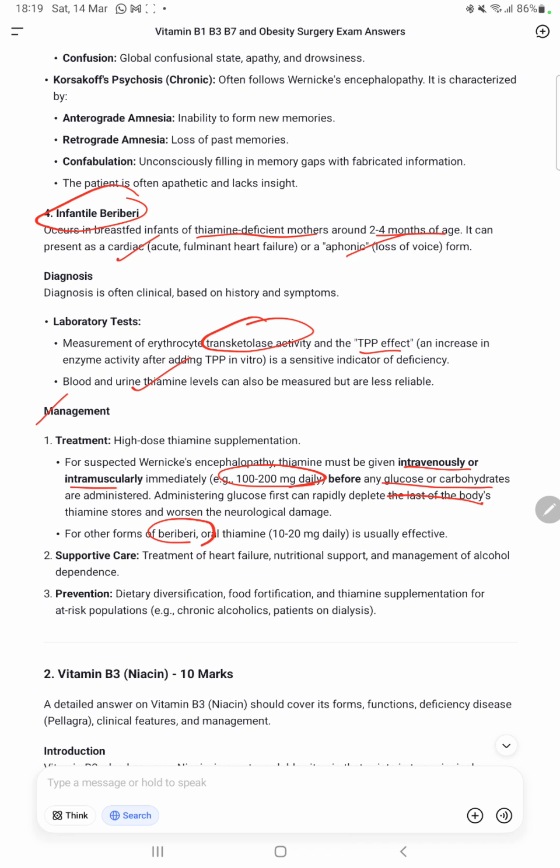So basically in Wernicke's encephalopathy, IV 200 milligrams is given, and in normal vitamin B1 deficiency, oral thiamine 10 to 20 mg daily is given. Supportive care: treatment of heart failure with drugs, nutritional support, and alcohol dependence should be managed. Prevention can be dietary diversification, food fortification, and thiamine supplementation of at-risk populations, that is those who are on dialysis, cancer patients, or chronic alcoholics.